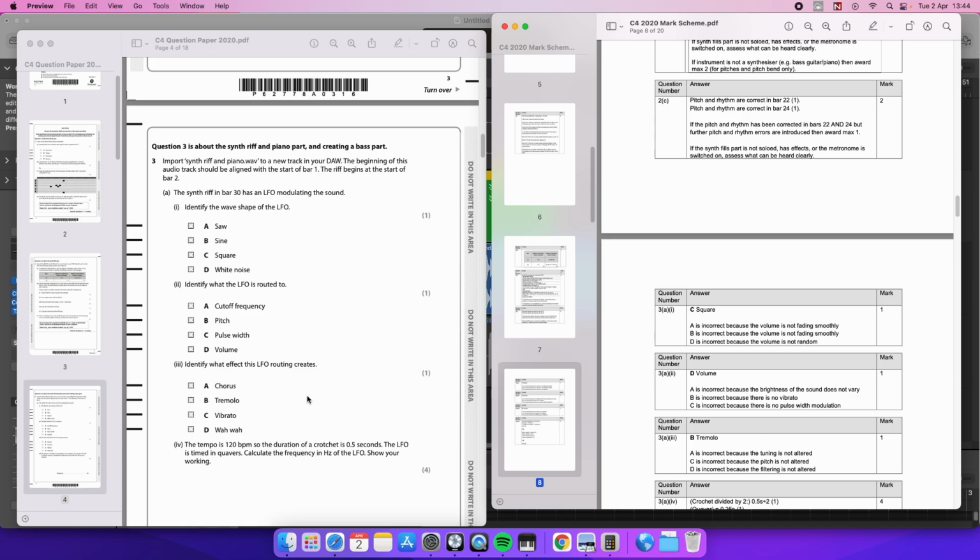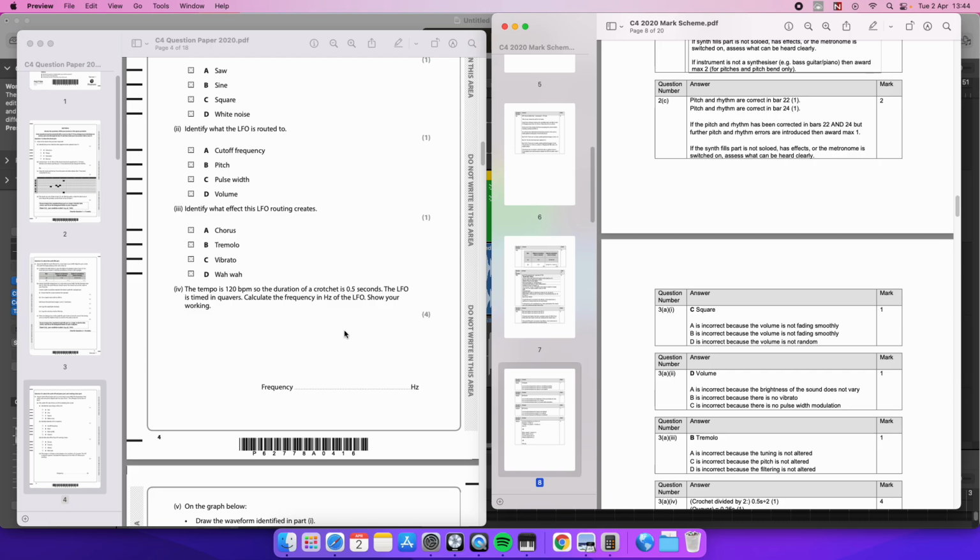Okay. The tempo. Oh god, yeah. We're not going to do this question. I'll do a separate video for this. Look at this. The tempo is 120 beats per minute. So the duration of a crotchet is 0.5 seconds. The LFO is timed in quavers. Calculate the frequency in hertz of the LFO.